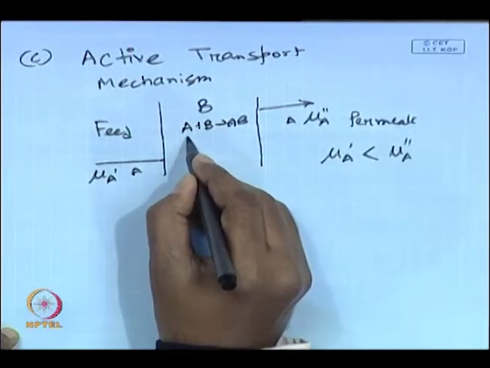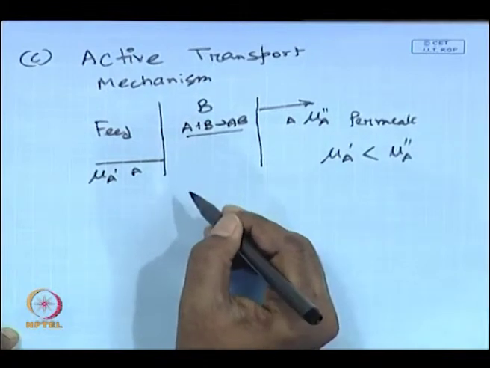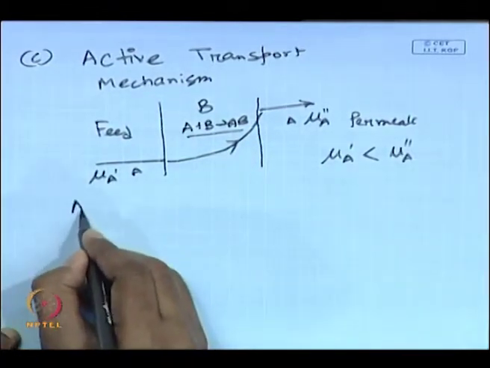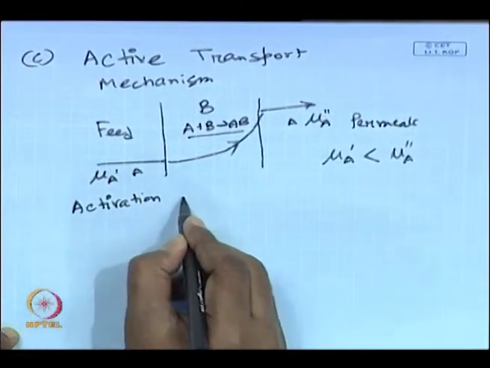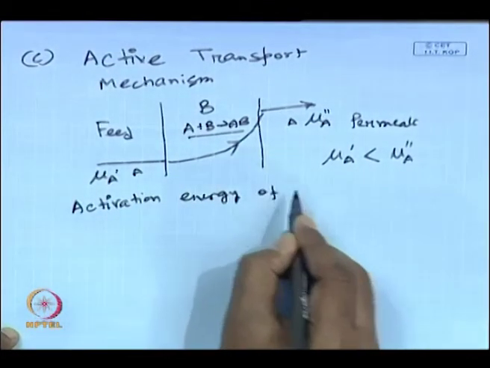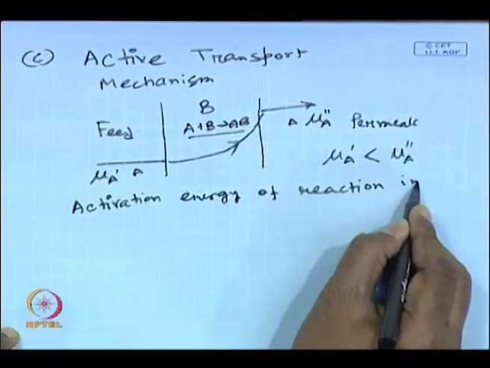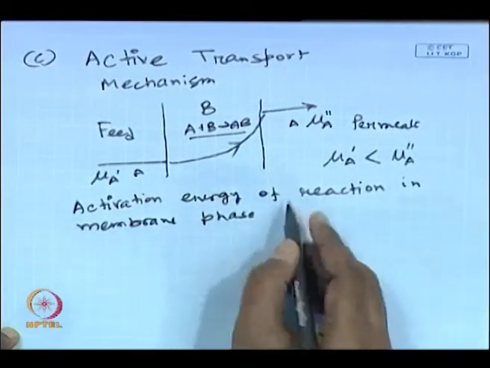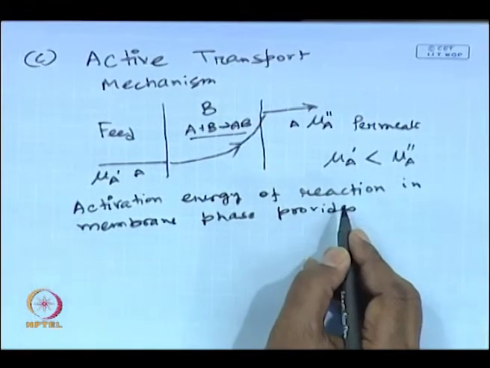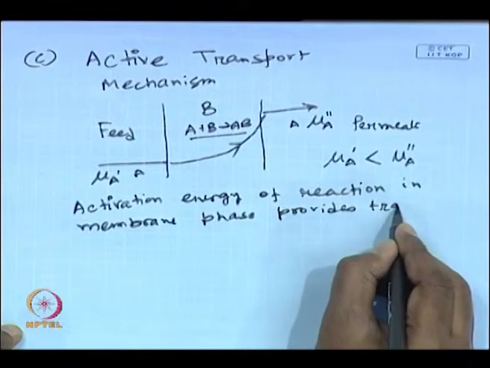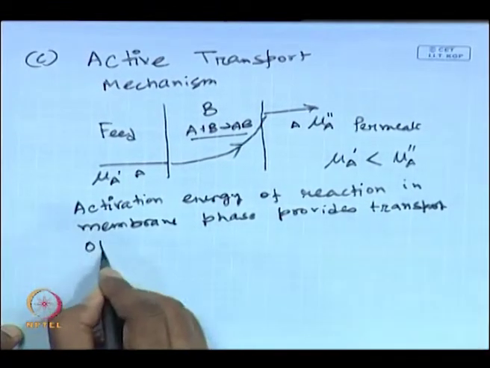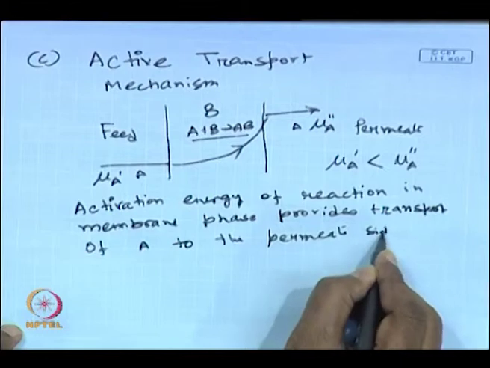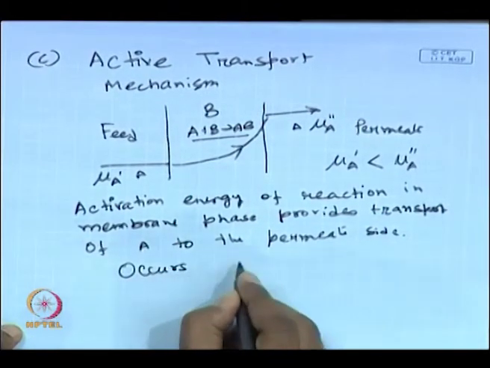Now, the activation energy of the chemical reaction in the membrane phase provides the driving force, the energy to transport A to the permeate side. This occurs in most of the living cells.